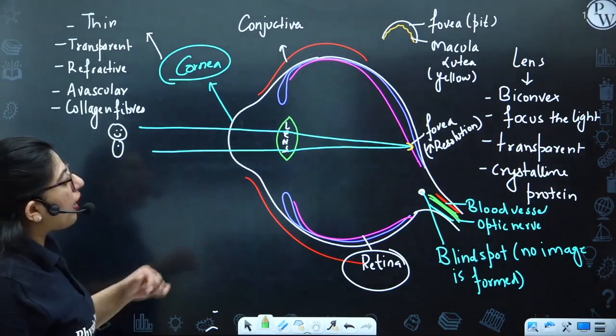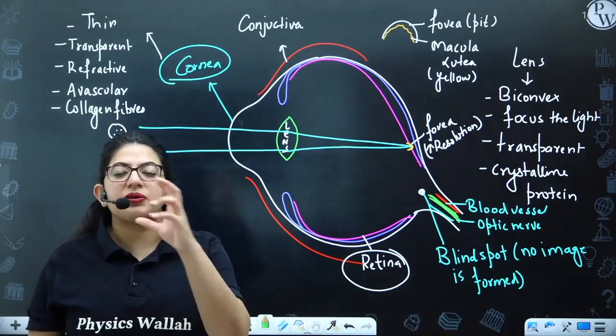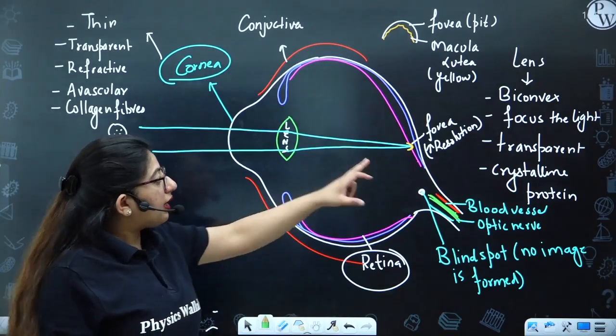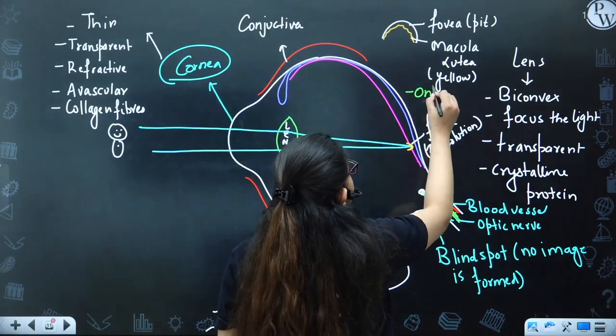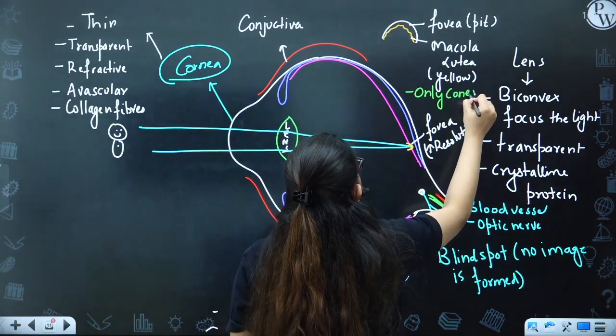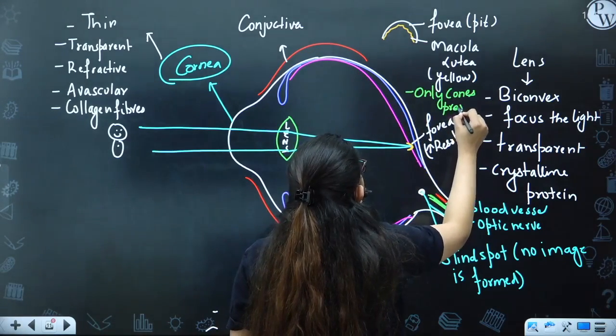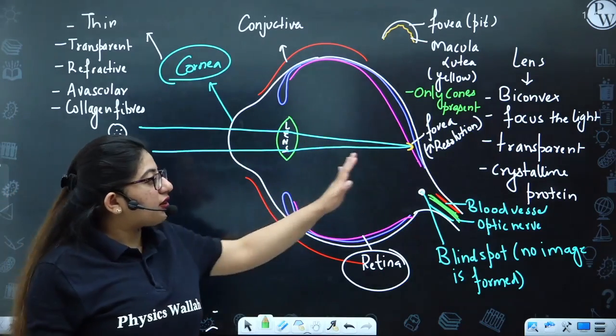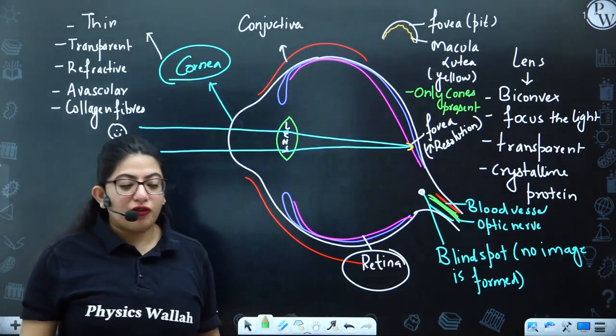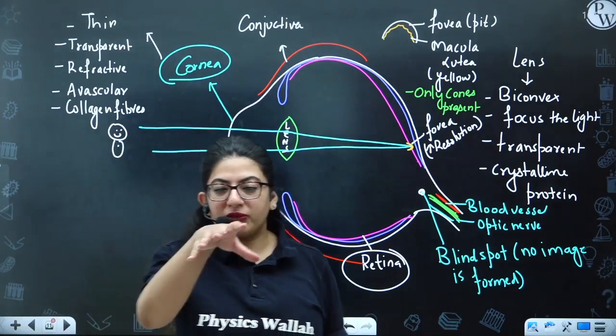As I've told you, this is why the image is formed here and why it is of maximum resolution. Because in the fovea we have only cones present, and cones help us to see in bright light. Yes, cones help us to see in bright light, so that's why the resolution is maximum here. So for example, you can perform this experiment at home.